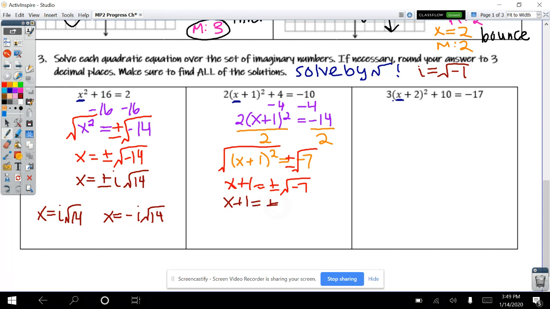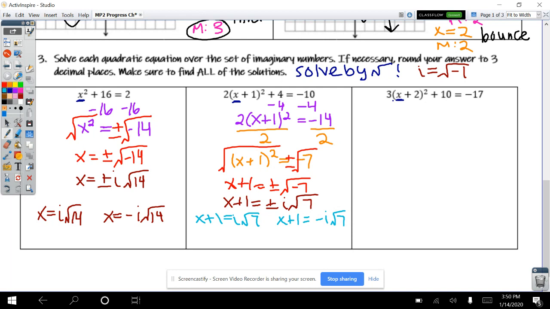So I take out the negative as an i. So I have plus or minus i square root of 7. We're still not done because x is not by itself. There's still a plus 1 next to the x. So to get rid of that, I need to set up my two separate possibilities. x plus 1 can be positive i root 7, and then x plus 1 can be negative i root 7.